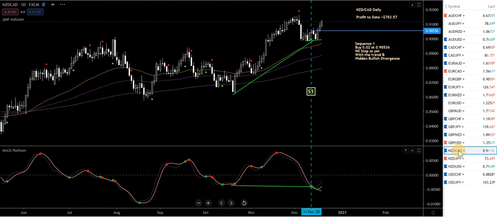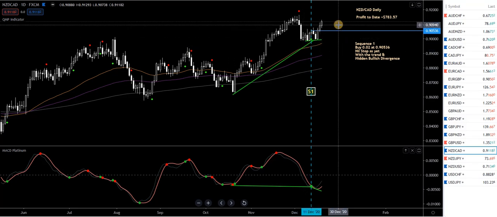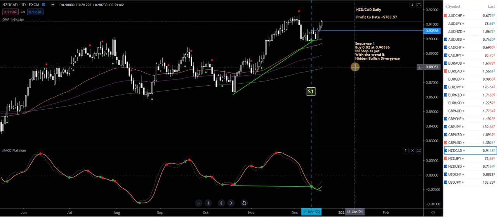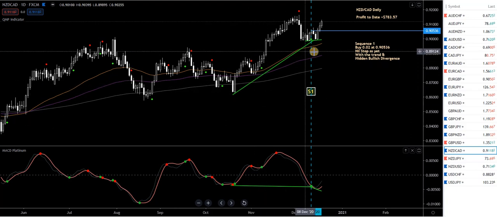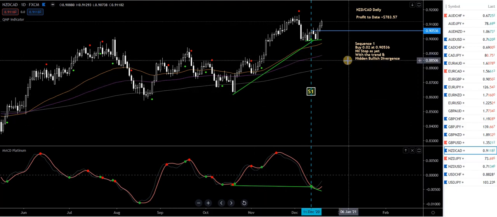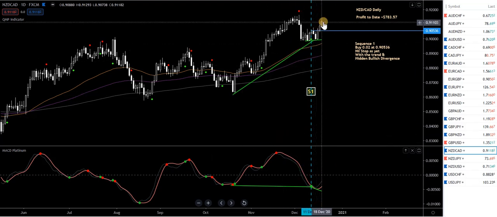New Zealand CAD in a buy. This is one pair I do enjoy trading. It is kind to me. It's generally a slow mover, but it has nice clean moves. I've got a buy in here, nil stop in place, hidden bullish divergence. Oh, phone's going off. Hidden bullish divergence. We've got it heading up nicely.